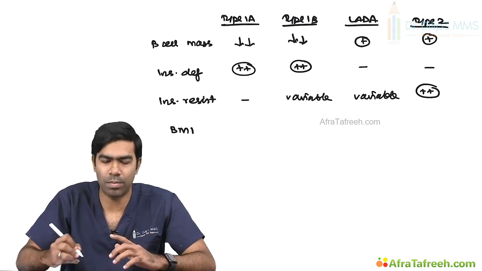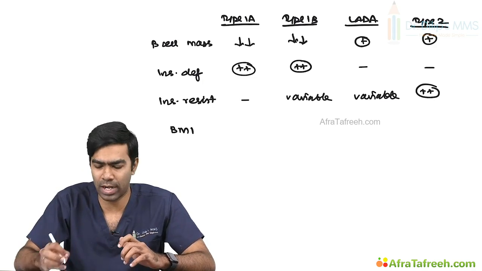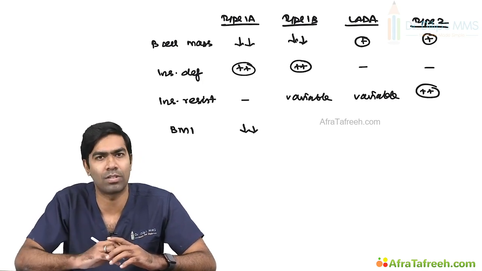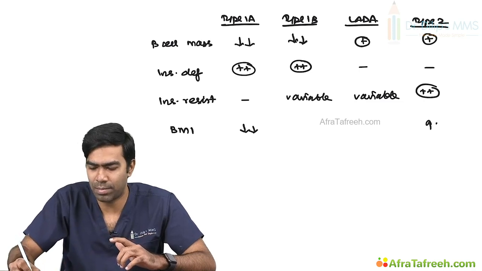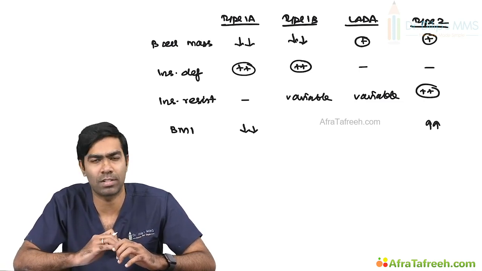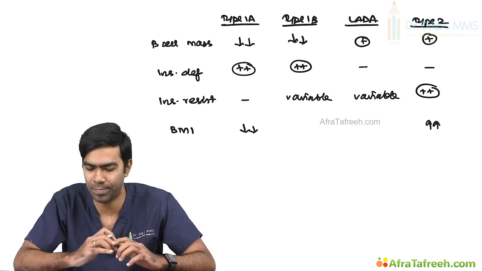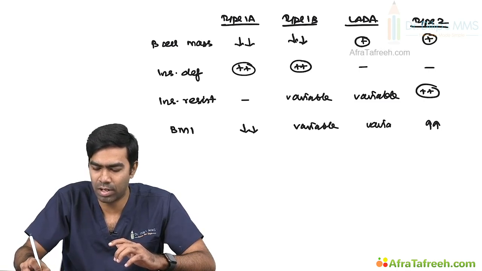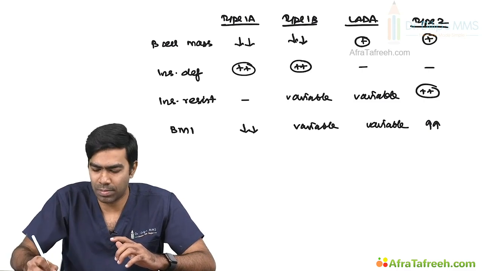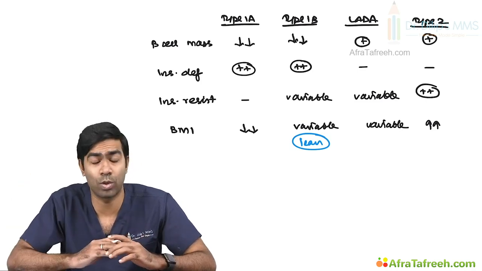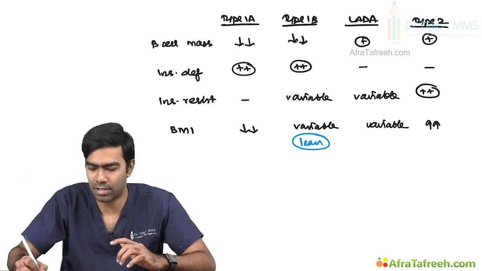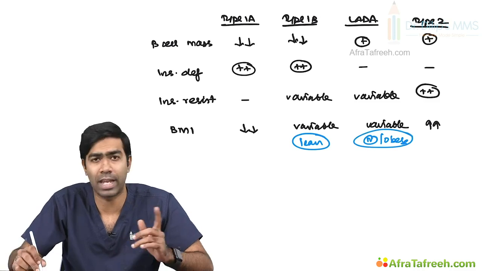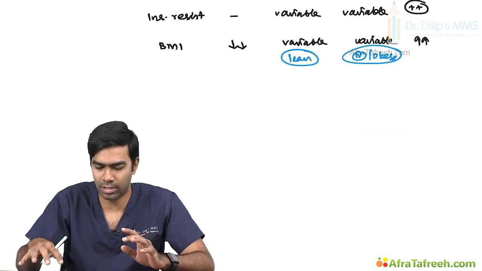And what about the body mass index? Typically, type 1A diabetes patients tend to have a low body mass index because of the insulin deficiency, whereas type 2 diabetes mellitus patients tend to have a higher body mass index because of the higher incidence of metabolic syndrome and obesity, whereas type 1B and LADA patients tend to have a variable body mass index, which means typically they tend to be lean, all right, because of the insulin deficiency, but highly variable depending on the coexistent insulin resistance, whereas LADA patients tend to have a little bit of normal or obese phenotype, but it's highly variable. They can be lean as well, so you cannot predict all these things.